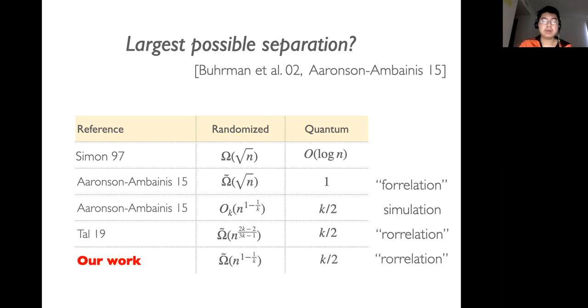In our work, we give a tight analysis of the k-Forrelation problem. In particular, we prove that the randomized query complexity of the k-Forrelation problem is in fact n to the 1 minus 1 over k. In view of Aaronson and Ambainis's simulation result, this is optimal. This separation is the best that one can get.